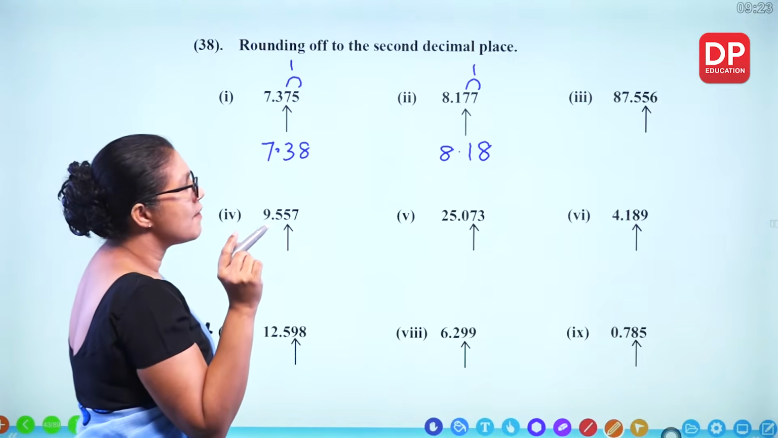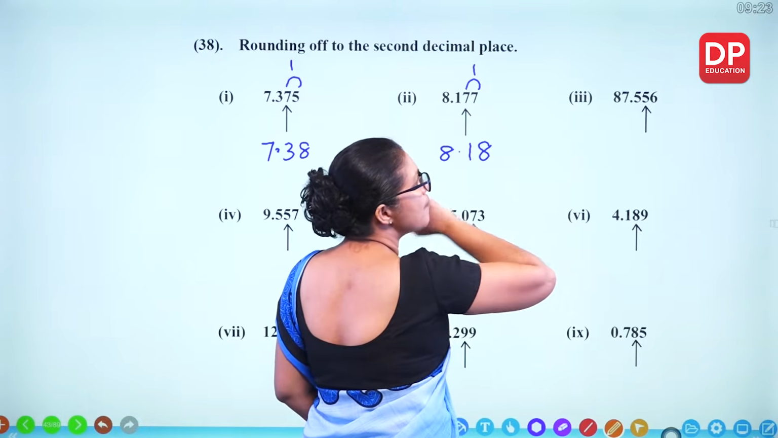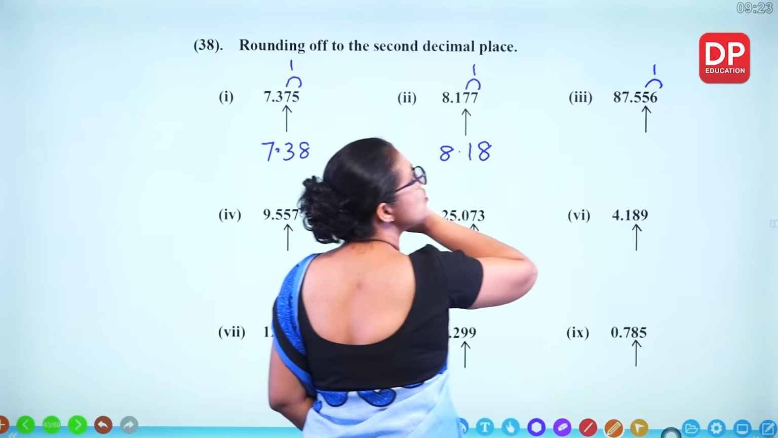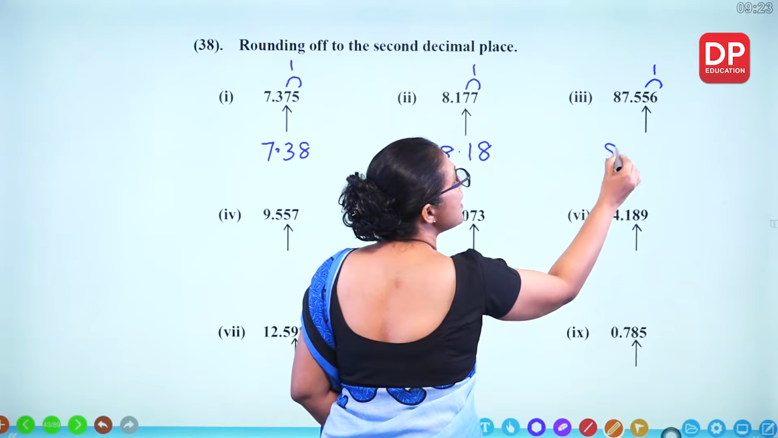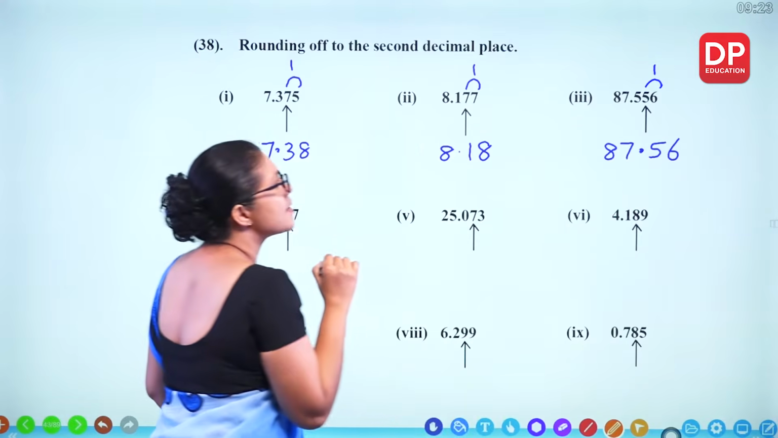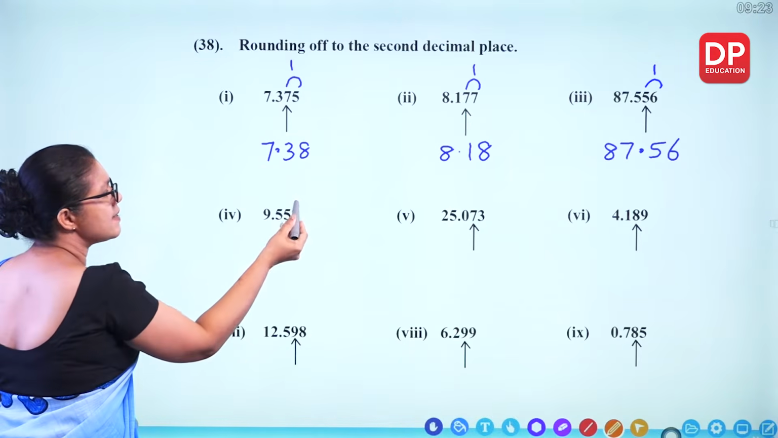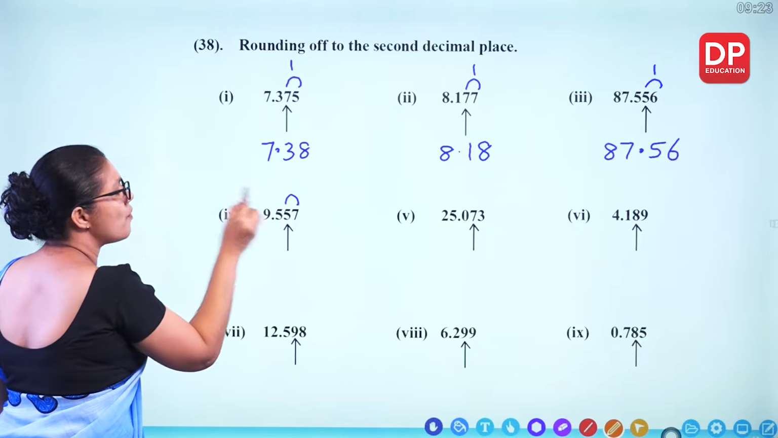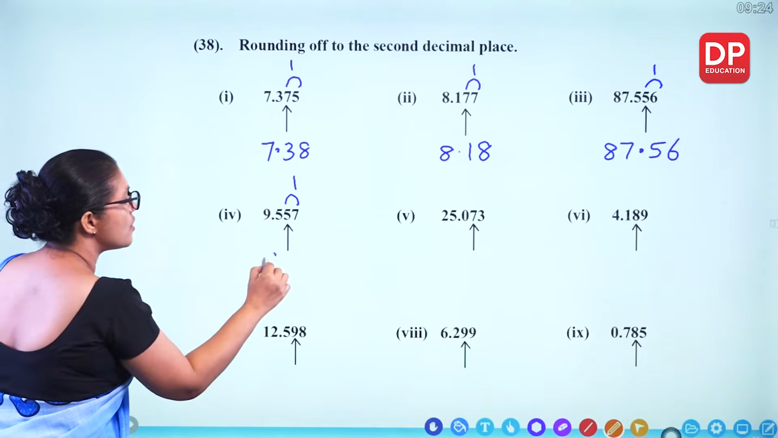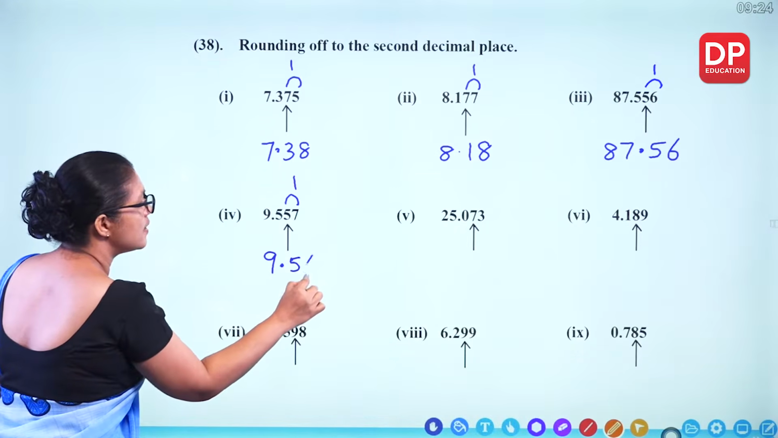This one, 87.556. Second decimal place is 5. 6 is more than 5, so you are adding 1 to that. So what's the answer? 87.56. This one, 7 is the next digit. So that's more than 5, adding 1 to the previous one. So 9.56.